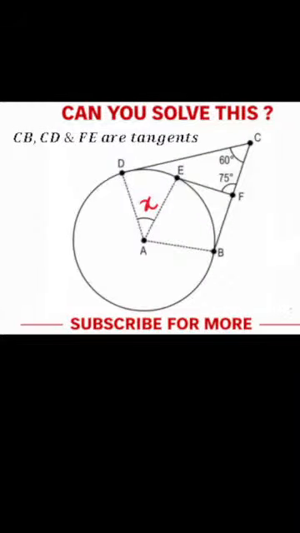I think the entire statement board is visible to everyone. We are given that CB, CD and FE. Let me just mark it for you guys. CB is this length, CD is this length, and FE is this length. So all of these line segments are tangents of the circle. This is already given, which means that point D, point E and point B are the points of tangency, right?